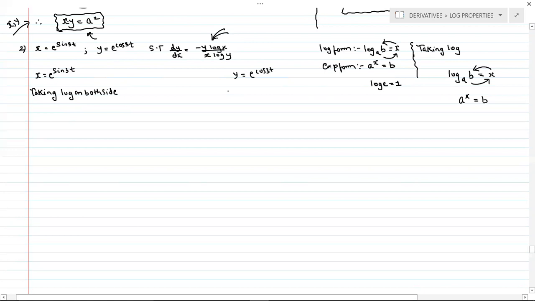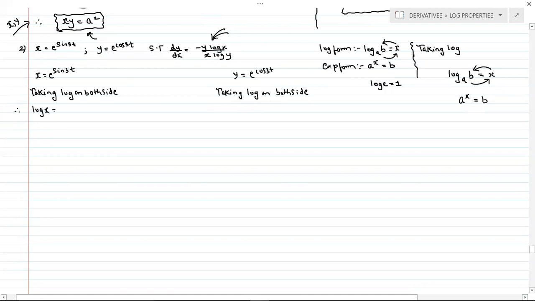So the simplest method to bring log or to attach log is taking log on both sides. Or else clearly we can see that this part looks like the exponential form, a raised to x equals b, so we can convert this a raised to x equal to b into logarithm form. In that case also you will get the same answer. Okay, so after this we'll take log on both the sides.